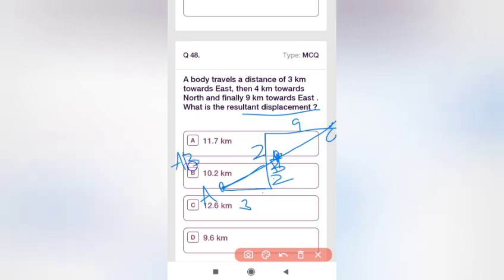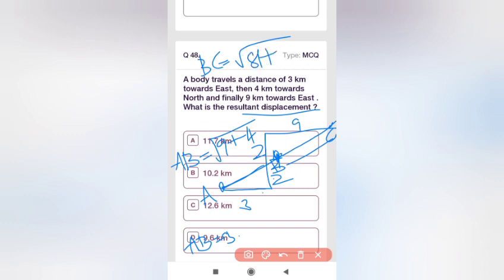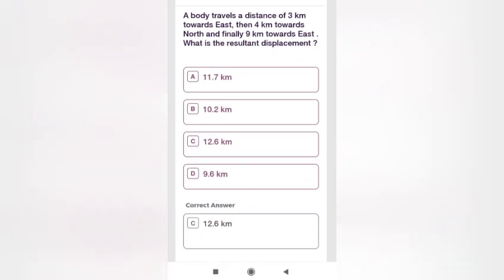So what will be AB? AB will be equal to the square root of 3 square, which is 9, plus 2 square, which is 4. So the square root of 13, which is 3 point something. And when we go for BC, BC will be equal to the square root of 9 square, which is 81, plus 2 square, which is 4. It's 85. The square root of 85 is going to be 9 point something. 9 plus 3 is 12 point something. So option C is the correct answer, 12.6.